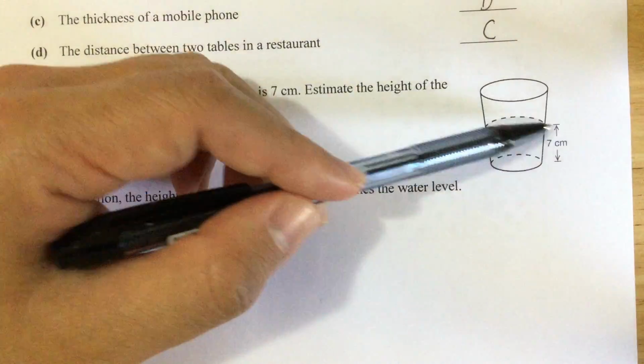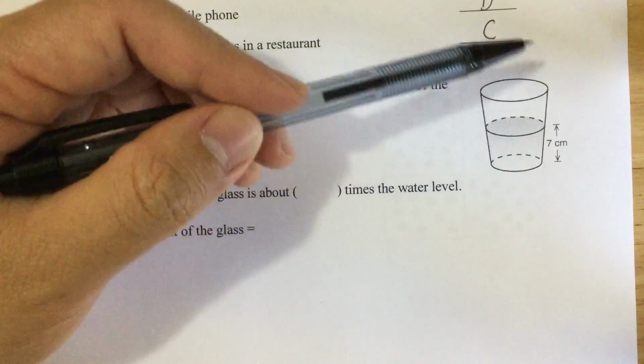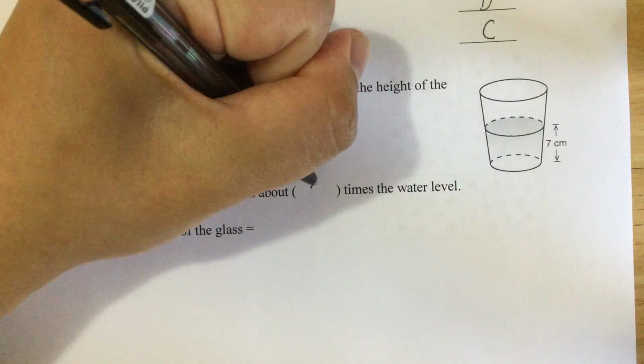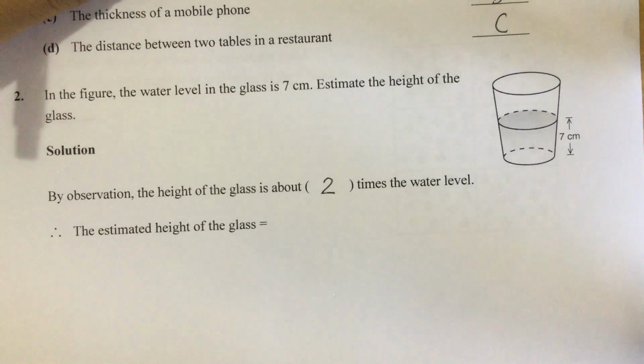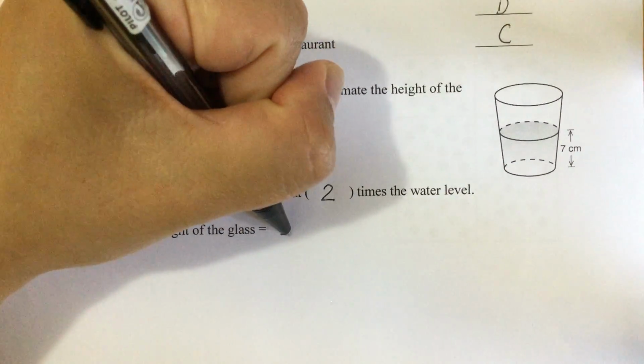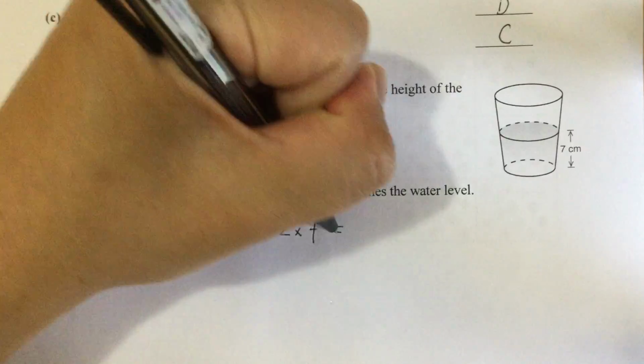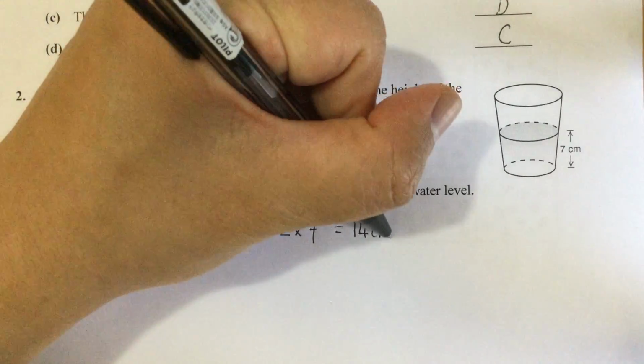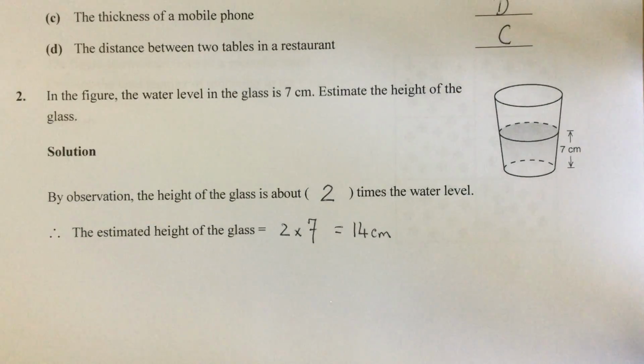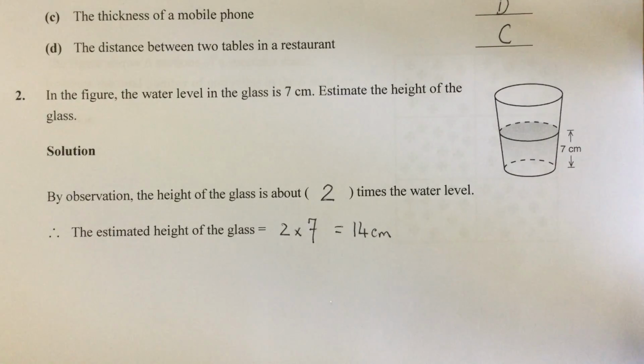So you will see this one. If I choose 7, I think the whole glass is double it. So it's about 2 times of it. So I think the estimated height of the glass is 2 times 7, which is 14 cm. So this is the answer for question 1. Okay, now question 2, not question 7, I'm sorry about that. I will give you 10 seconds to understand this question.